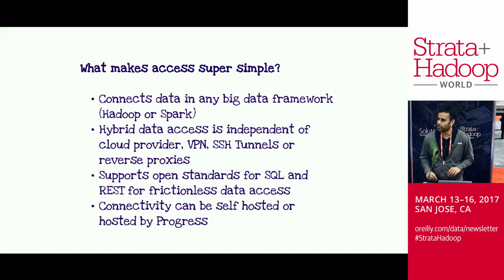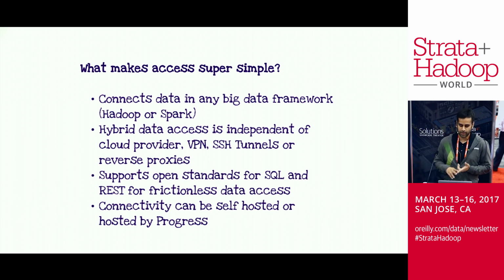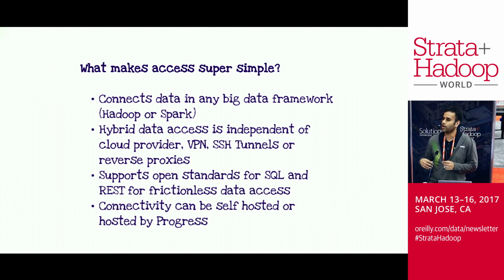And so what makes access super simple? When we connect data, it can work with any big data framework, whether it's Hadoop or Spark. Our hybrid data access, when we're accessing stuff from the cloud to the ground, works without a specific cloud provider's technology. We don't require VPN, SSH tunnels, or reverse proxies. We connect over HTTPS in a secure way. Then we support industry standards for SQL and REST. So in other words, if you're using an application that supports one of these standards, you can plug in our connector, and your users can just access the data without friction. So someone like Tom here could probably do some kind of complex number crunching and data analytics, even though he otherwise may not be able to. And again, the connectivity we provide can be self-hosted in your application or cloud, or we have a version that's hosted and managed by Progress.